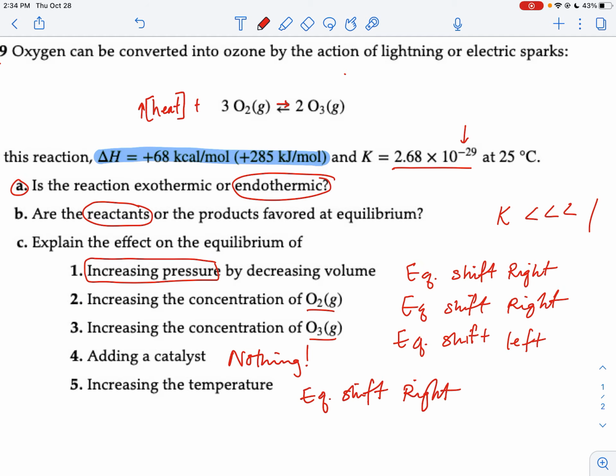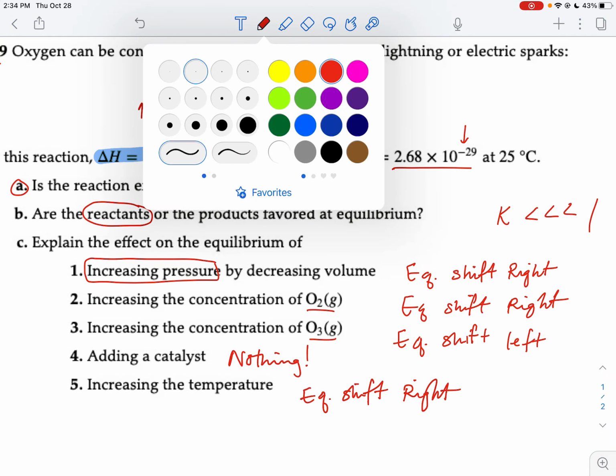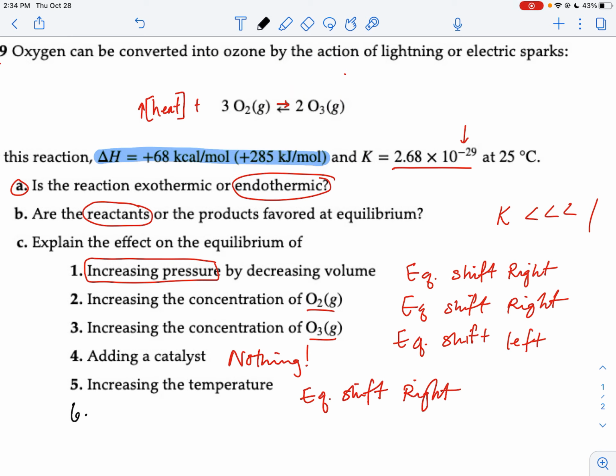And then I'm going to add a 6th scenario because I think this will be helpful to y'all. What if we decrease pressure? And I'm going to do this. What if we decrease temperature? So these will be the last two that I go over.